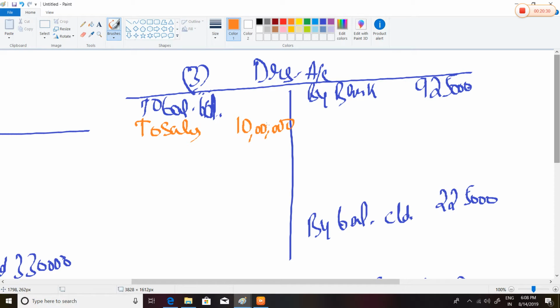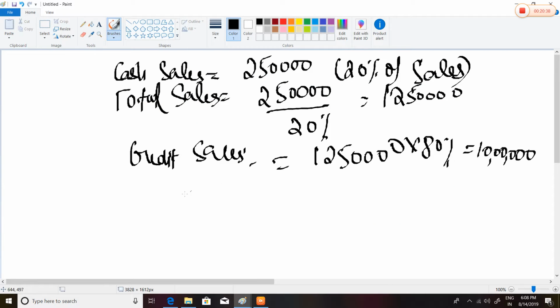Okay, next point. Credit purchases and cash purchases 40% of total purchases. Credit purchases 5 lakh 40,000. That means, say here, let me change the ink. We are going with credit purchases.